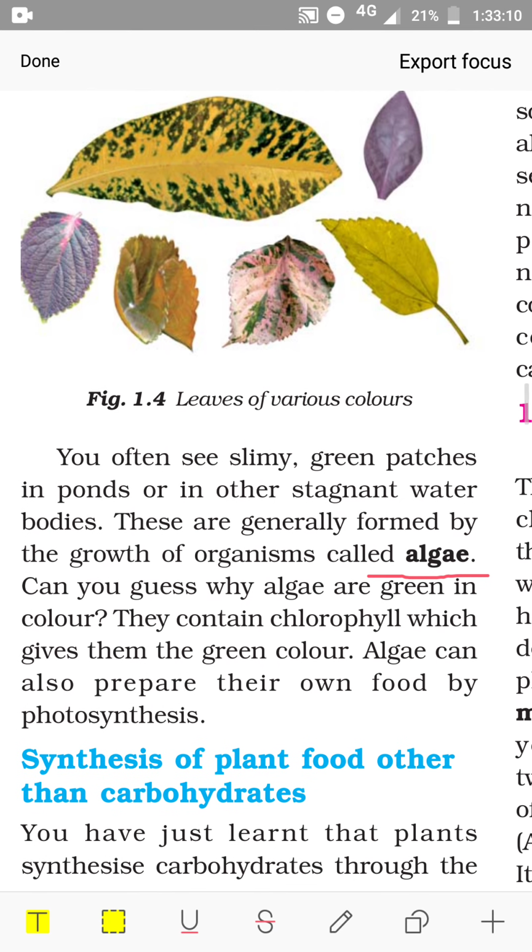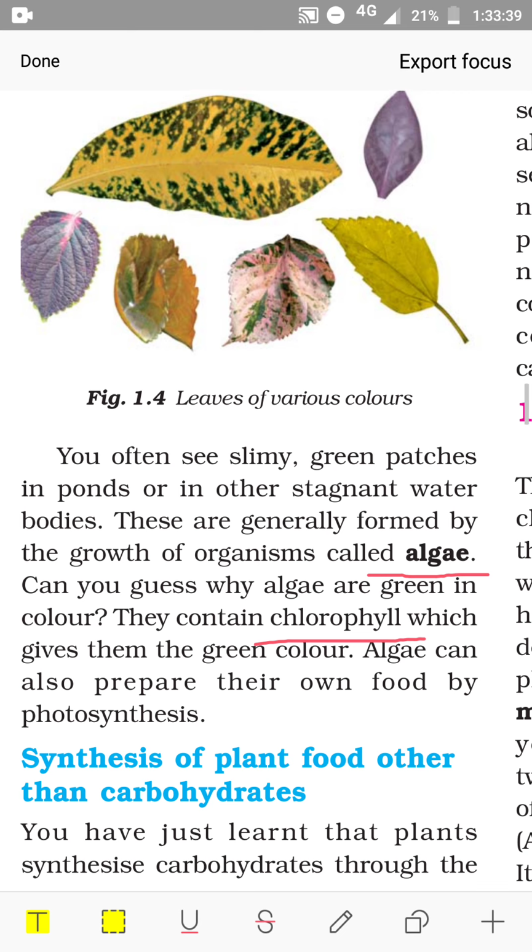Now they are green in color because they also have the pigment chlorophyll. If they contain chlorophyll they are also able to make their food, because for making food or photosynthesis the plants require air, water, sunlight and chlorophyll. So organisms like algae which have chlorophyll in them are also able to make their food.